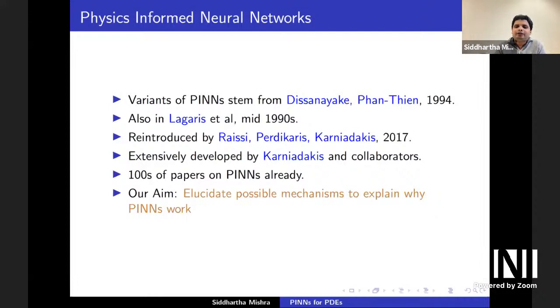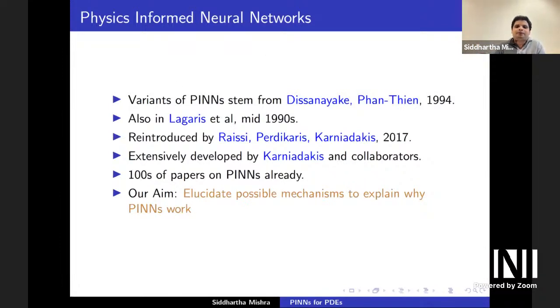So physics-informed neural networks have been around since the 1990s. They were simply not called that. They had other names, but they were really resurrected and reincarnated by George Karniadakis. He's going to talk today in the afternoon. So George and his collaborators reinvented them somehow, or rediscovered them, and they called them physics-informed neural networks. And the original paper is extremely successful.